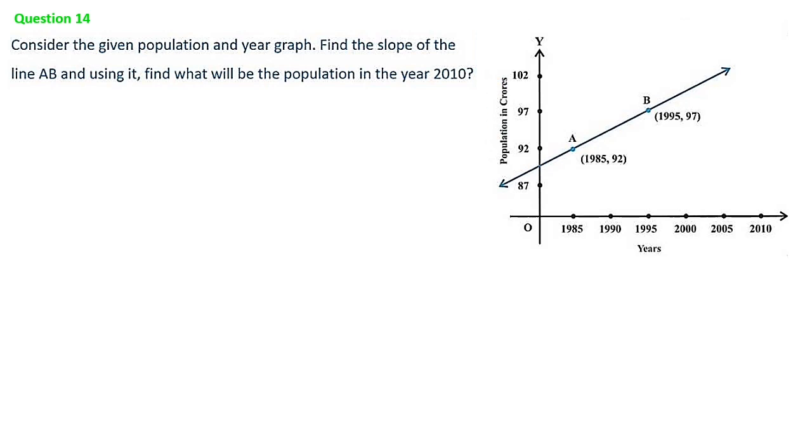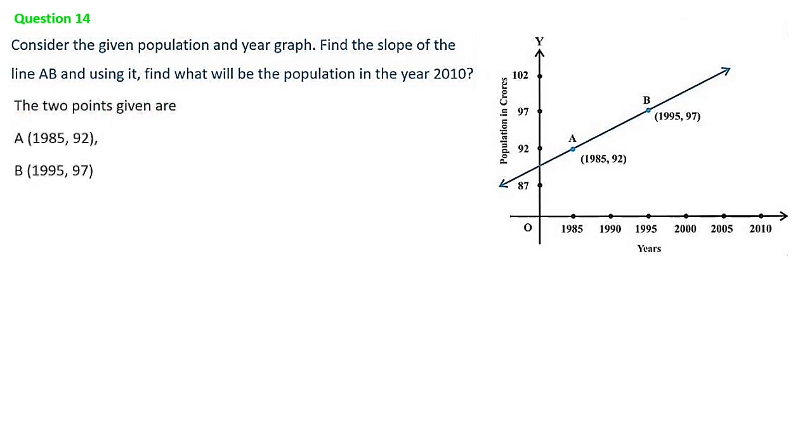We will be taking another point C here. C point is 2010 and something, which we can take as y. If A, B and C are lying on the same straight line, it is called collinear. Collinear means the slopes will be equal. The slopes of AB and BC will be the same. By using that property we are going to calculate.